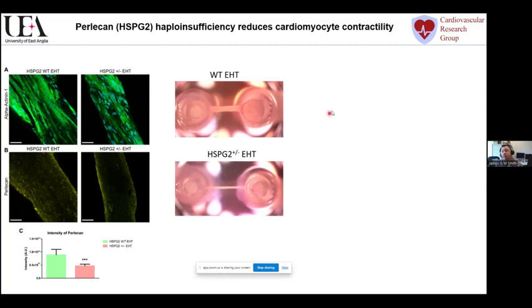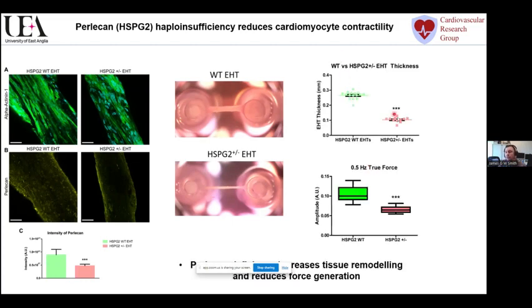Interestingly, even before we got to the contraction analysis, we could see a striking difference in the tissues that formed between the wild type and the isogenic Perlecan knockdowns, with these thinner tissues being produced, indicating potential reduction in hypertrophic growth or enhanced matrix remodeling had occurred. And we could quantify this and show these tissues were significantly thinner and were producing significantly less force. Again, further characteristics of immaturity.